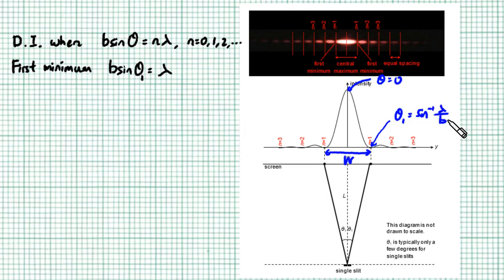Do realize that the narrower the slit, the bigger the first minimum angle. For example, if I halve the slit width, if I halve b, then the first minimum angle is going to be doubled from here to here. And the diffraction pattern will become wider and flatter. So the narrower the slit, the more diffracted the beam will be. It's a bit counterintuitive, but you have to remind yourself, light is a wave here.